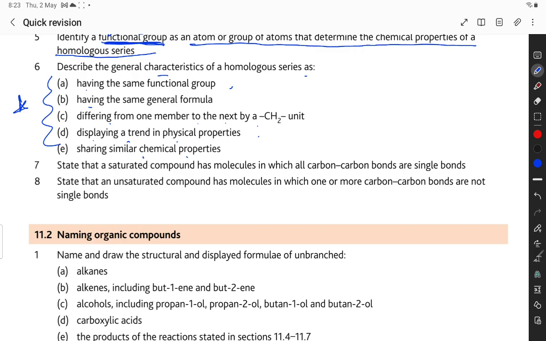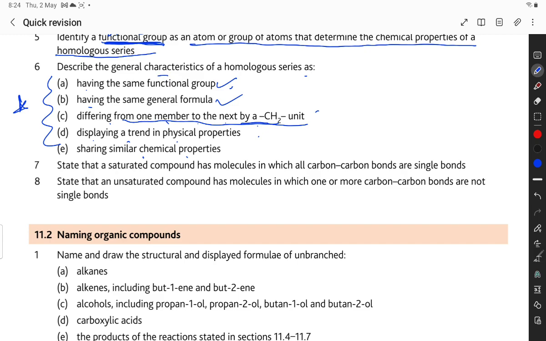The examiner commonly asks you to write down two characteristic features. So just write down these two features. This is very important because it's simple and easy to learn. They have the same functional group and same general formula, and just write down same chemical properties. But if you write down different chemical properties, then different from one member to another by a CH2 unit. Okay, write down the whole, but instead of writing this, please, it's easy to learn.